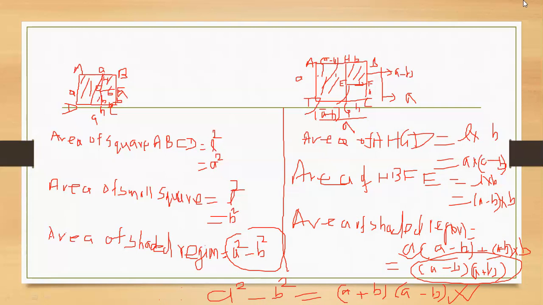Now I am going to start the exercise related to this formula, and how to factorize the given expression by using the formula A square minus B square. Let's start the exercise.